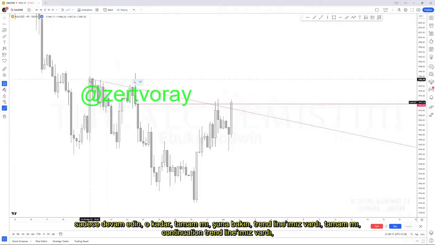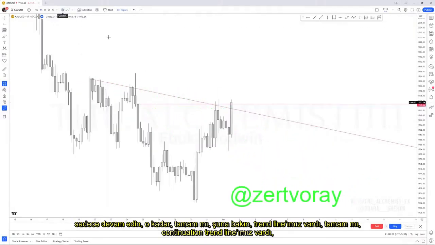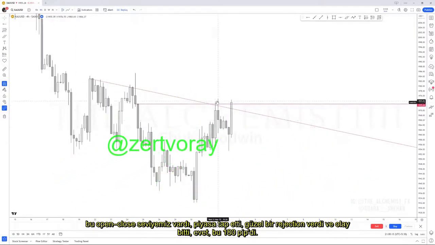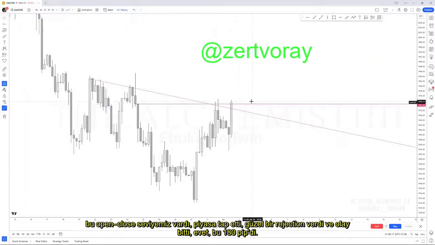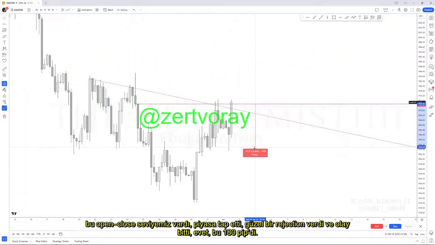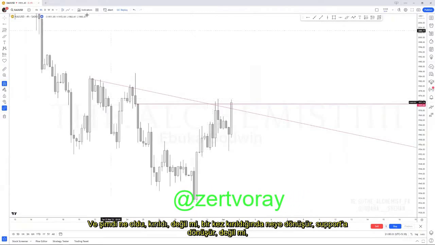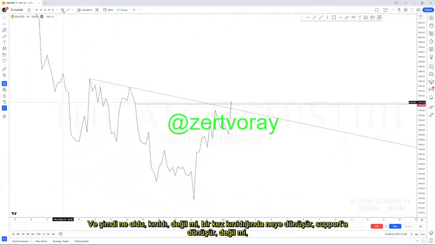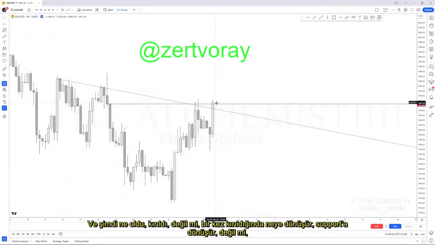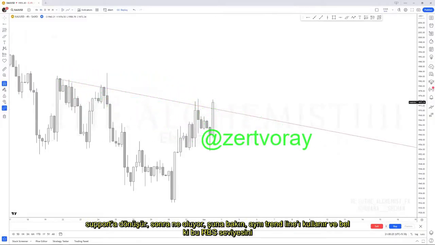Okay, look at this. We had a trend line, a continuation trend line. We had this open close. The market tapped and gave us a good rejection. That was over 180 pips. And now what happened? It's broken, right? So once it is broken, it turns into what? It turns into a support, right? It turns into a support.